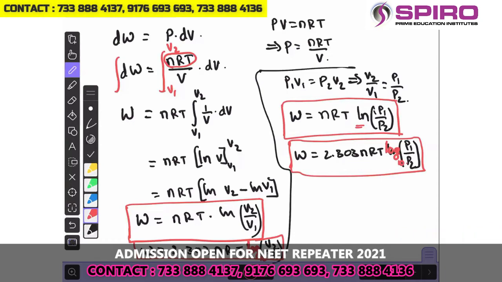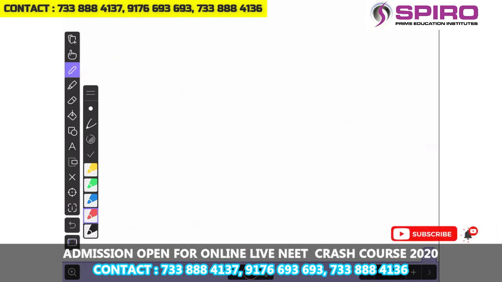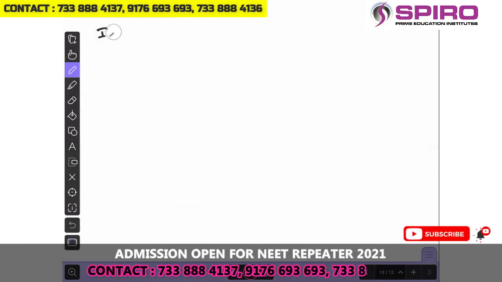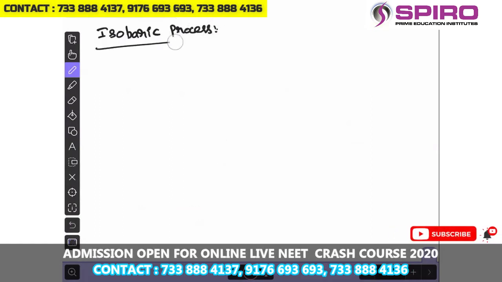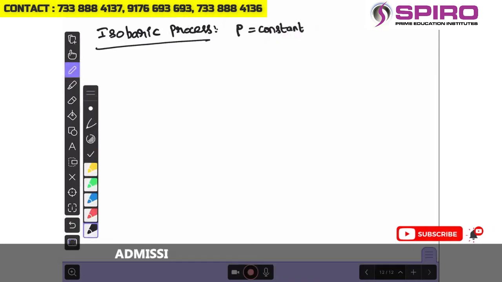Now let us go for one more process, the constant pressure process. What is the constant pressure process? That is also called the isobaric process. What is the isobaric process? In the isobaric process, pressure is constant.